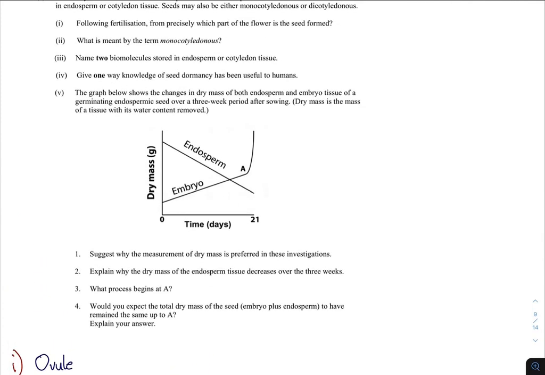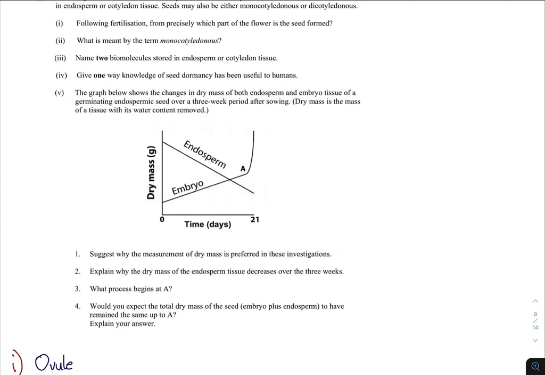This is a graph here. The y-axis is dry mass, the x-axis is time. So that's standard enough. That's always been the same. And you can see that the embryo is increasing in mass over time, and the endosperm is decreasing in mass over time. Suggest why the measurement of dry mass is preferred in these investigations.